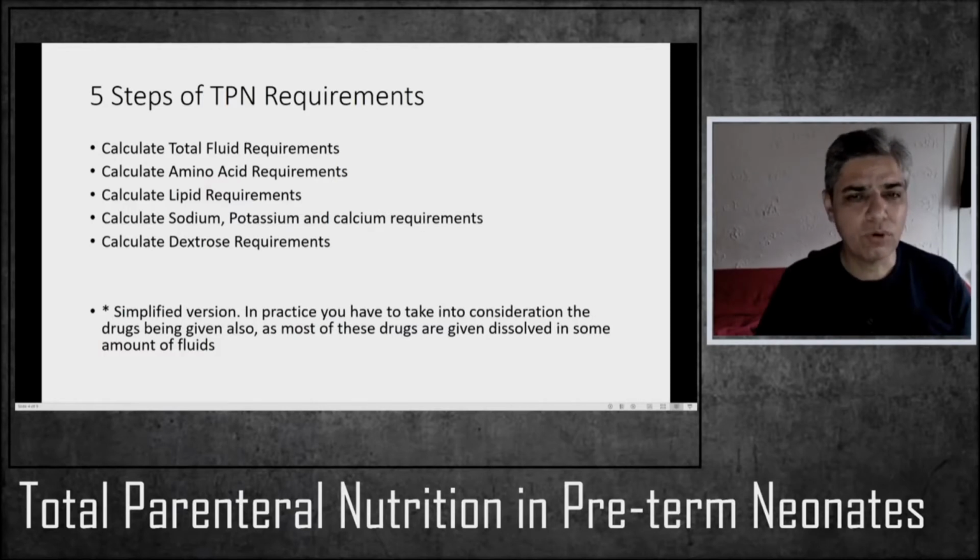Most of the time for doctors, it is considered to be a complex subject, and that's why it's usually left to the dietitians or nutritionists to look into the TPN requirements, and they usually go through all these formulas and tell you what the requirements would be for a particular baby in terms of his amino acid requirements, his lipid requirements, his dextrose requirement. But nevertheless, even as a doctor, there are 5 steps. If you follow these 5 steps, it makes your life very simple, and you can easily calculate the TPN requirements.